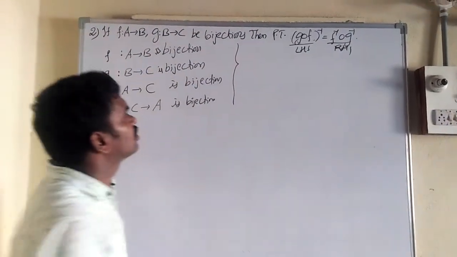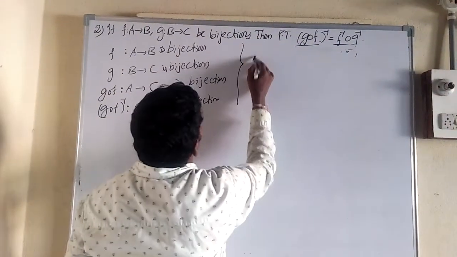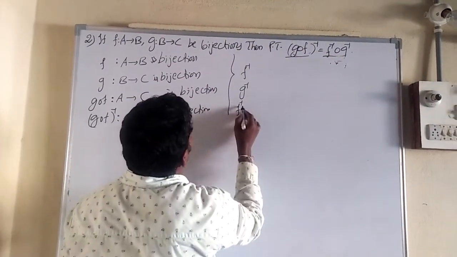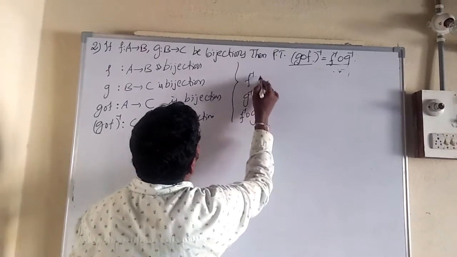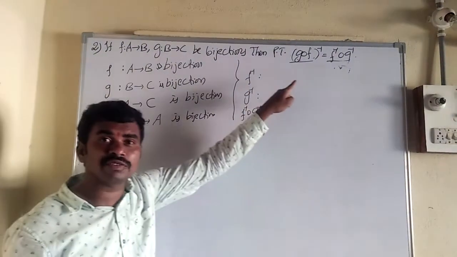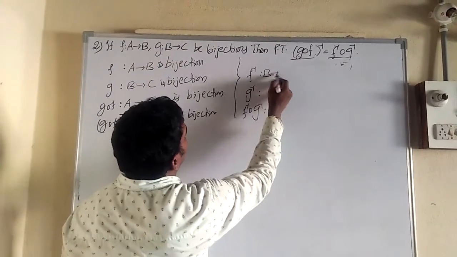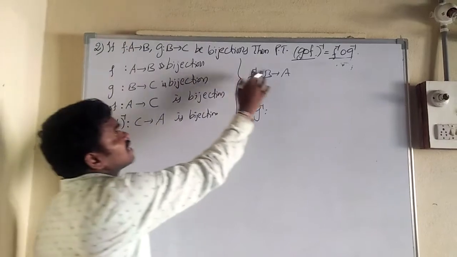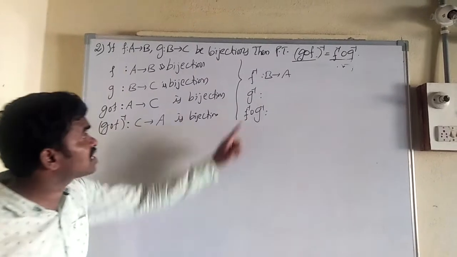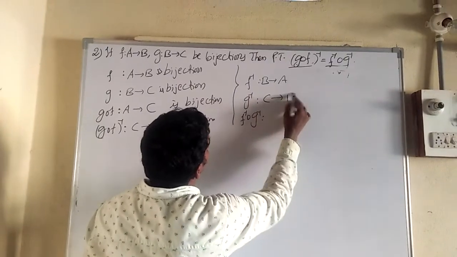Next, RHS. What is RHS? The functions. First one F inverse, next one G inverse, next one F inverse circle G inverse. Only three are there. Okay, how to write this? See, what is F? A to B. So F inverse becomes what? Reverse. అంతేనా? F A to B ఉందంటే F inverse ఏమవుతుంది? Reverse, B to A. So F inverse maps from B to A. Next G inverse. G is B to C. So G inverse becomes reverse, C to B.